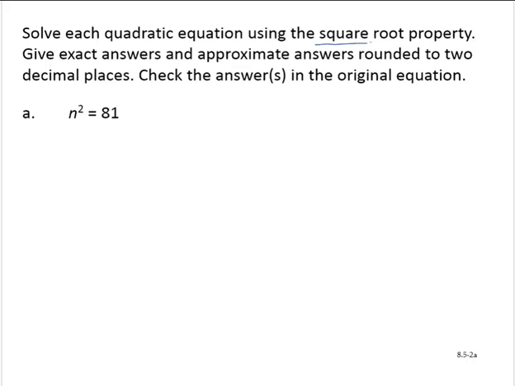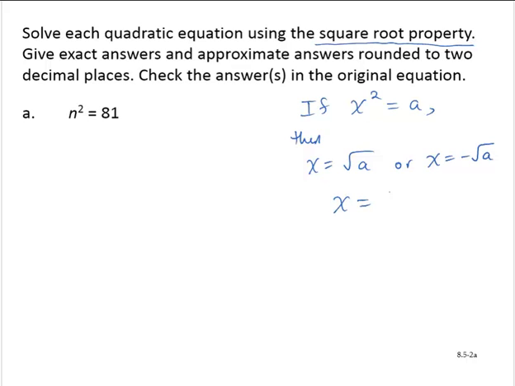Alright, so we have the square root property. The square root property basically says if x squared is equal to a, then x is equal to the square root of a, or x is equal to negative square root of a. Often we write that as x is equal to plus or minus square root of a. So let's consider that with our first example here.